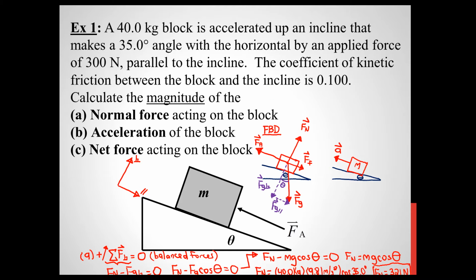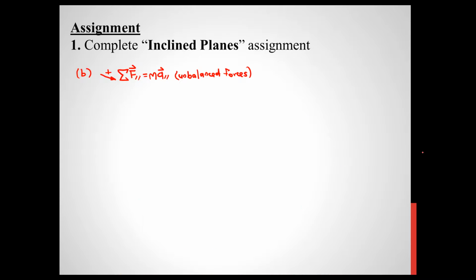FF is down the incline, it's positive. FG parallel is down the incline, positive. FA is up the incline, negative. And your acceleration is up the incline, so it would also be a negative. Let's go back here and expand the equation of motion.